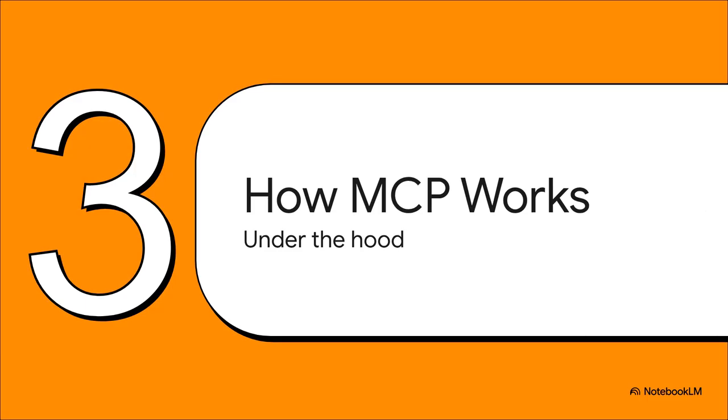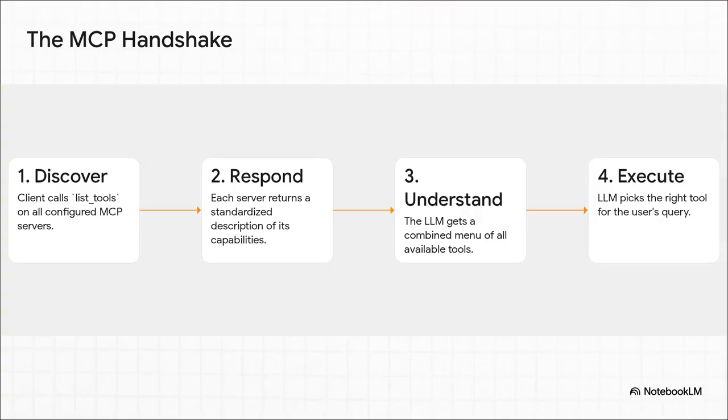Okay, so we get the why. It's the USB-C for AI. But how does it actually work? Let's pop the hood and see what's going on. It's actually pretty elegant. You can think of it like a four-step handshake. First, your AI app, the client, goes up to a server, let's say it's Google Maps, and asks, hey, what can you do? The server then hands back a perfectly standardized menu of its tools and capabilities.